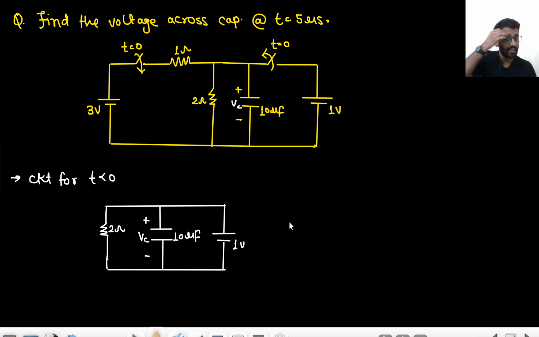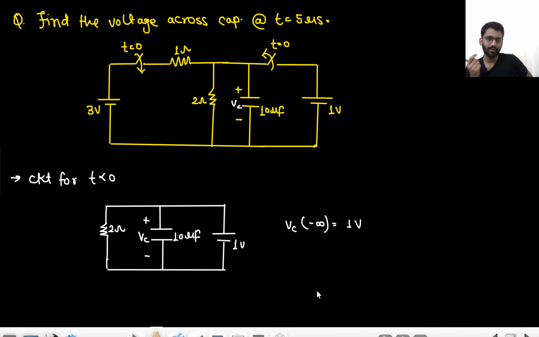Okay, so tell me one thing. We know that at steady state the capacitor is going to be open circuited and the voltage across the capacitor is going to be 1 volt. But will it take any time to stabilize to 1 volt? This is not a matter of concern for the question. I am just talking about the concept. You are applying 1 volt here. How much time will it take for VC to go up to 1 volt?